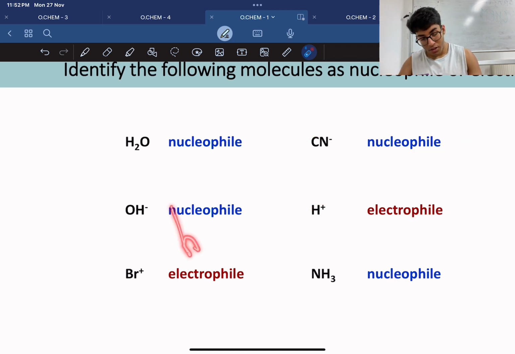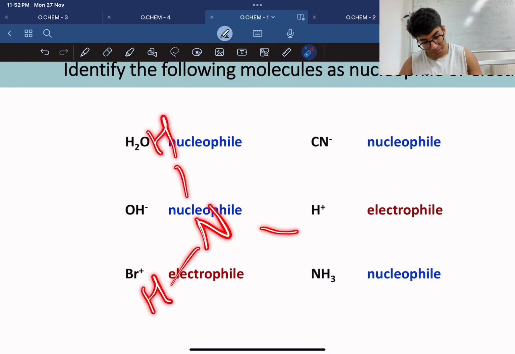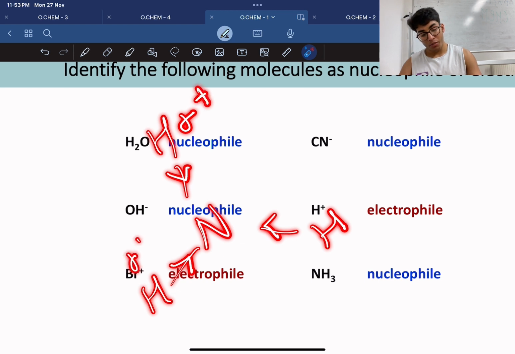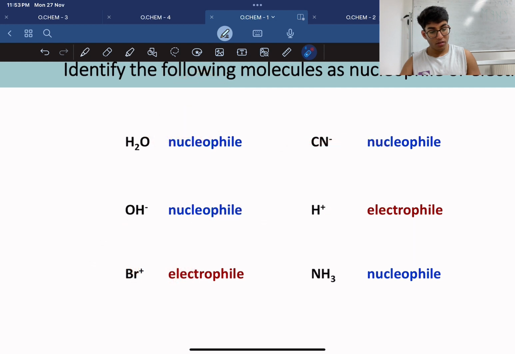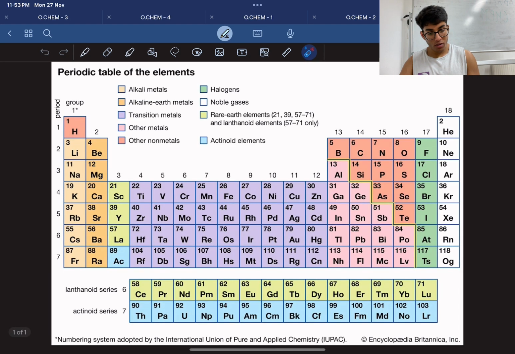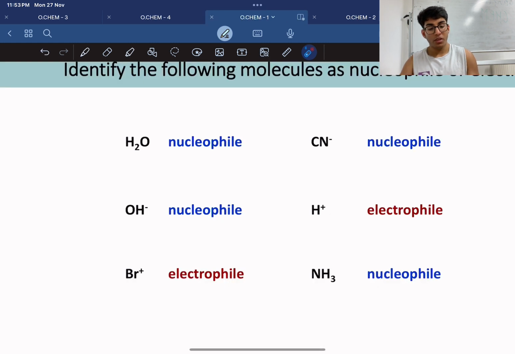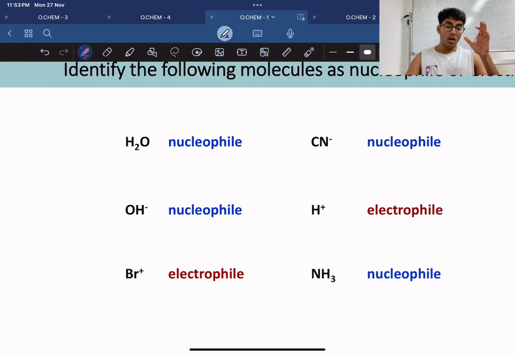NH3. Nitrogen is more electronegative, so it's going to attract more electrons. So this will have a partially positive, partially positive, partially positive, and this will have a partially negative. No, I'm just confusing myself. It is a nucleophile. You might say that it has more partially positive charges, but the fact that N also has, like I said, lone pairs, along with the fact that it attracts electrons, gives it a huge negative charge and overpowers all the other partial positive charges.